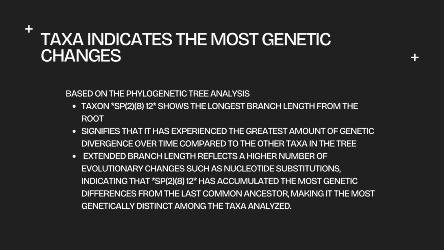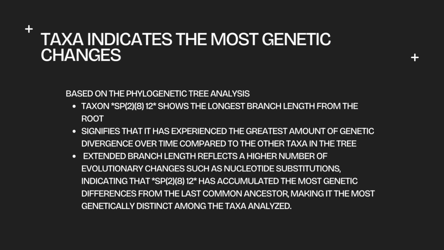Which taxa indicate the most genetic change? Based on the phylogenetic tree analysis, the taxon species 2 subgroup 8 sample 12 shows the longest branch length from the root, which signifies that it has experienced the greatest amount of genetic divergence over time compared to the other taxa in the tree.